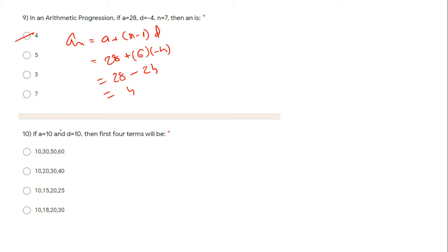10th question: a and d both are given, then the first four terms we have to find. The shortest method for this kind of question is... Anybody reply? Shortest method for this question.